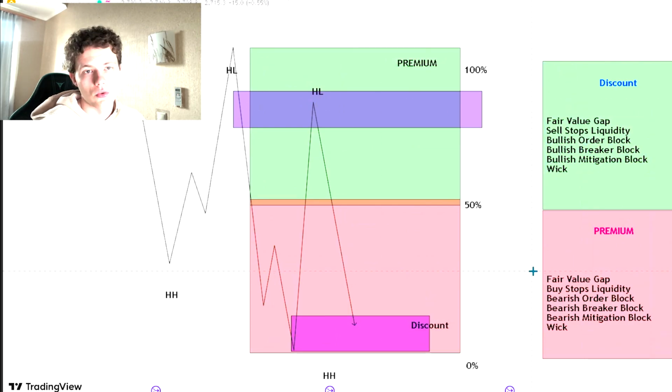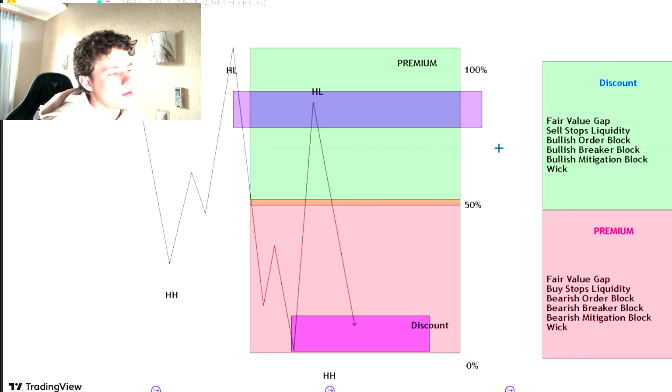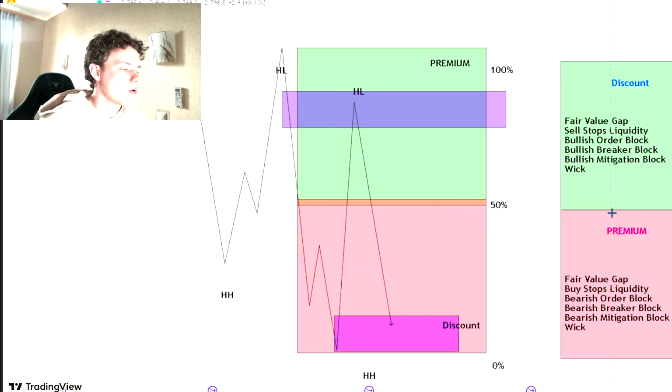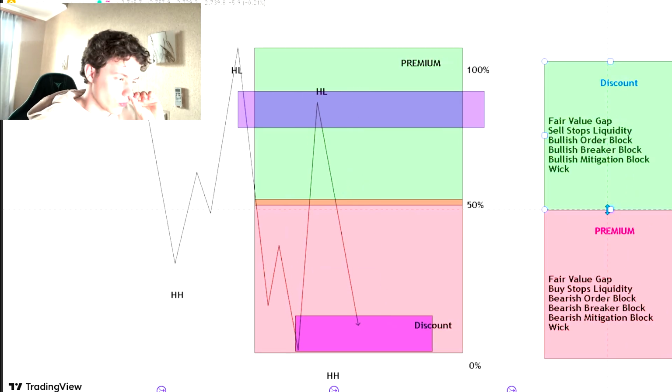Here, I told you in the previous videos. Also the bullish breaker block, bullish mitigation block, and the V of our candle. In the premium market, we have the fair value gap, buy stops, liquidity, bearish order block, bearish breaker block, bearish mitigation block, and V. So you need to find these in our premium and discount zones.